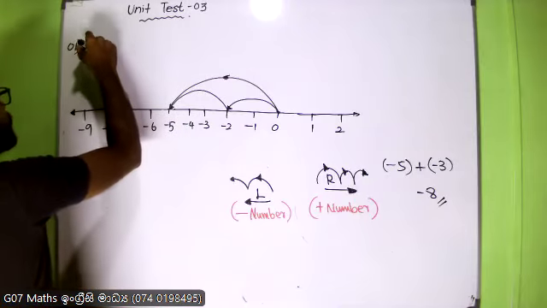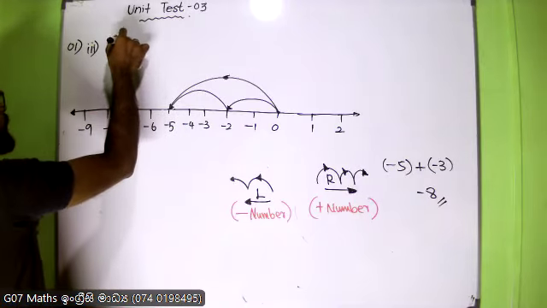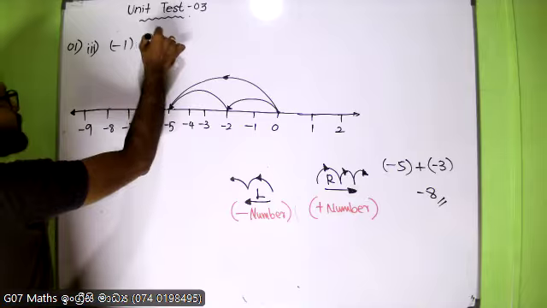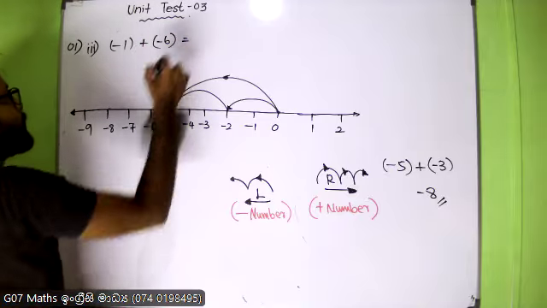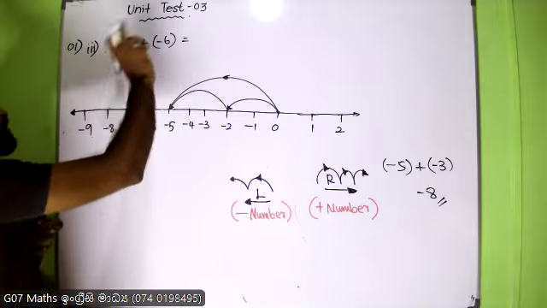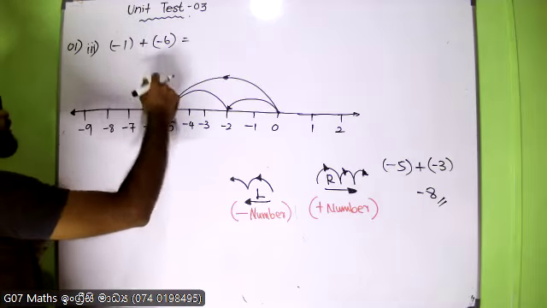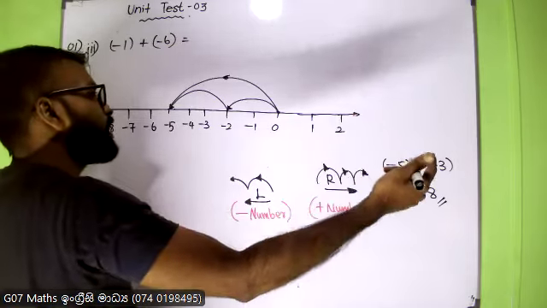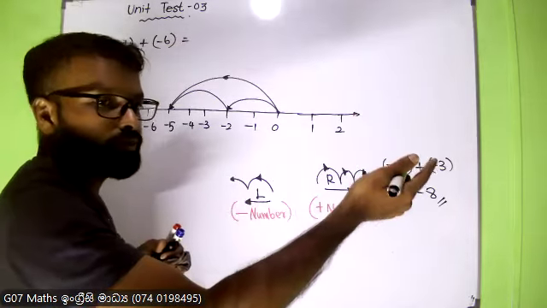Third one, -1 plus -6. So same signs, right? Same signs. Just forget the sign and add the two numbers, 1 plus 6, 7, and put the sign. -7 should be your answer.